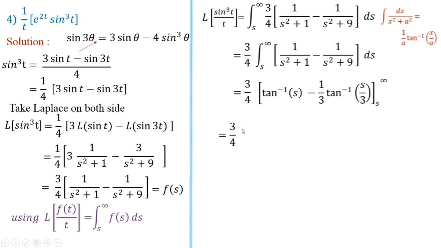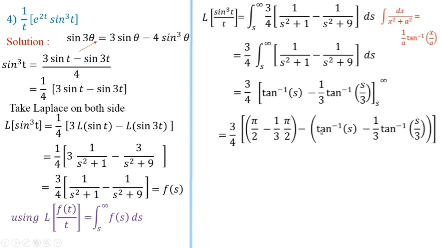This is equal to 3 by 4 into, here if we substitute upper limit, then we get tan inverse of infinity, and value of tan inverse infinity is pi by 2, minus 1 upon 3 into, here if we substitute upper limit, then we get tan inverse of infinity. Again value of tan inverse infinity is pi by 2, minus substitute lower limit, then we get tan inverse of s minus 1 by 3 into tan inverse of s upon 3.